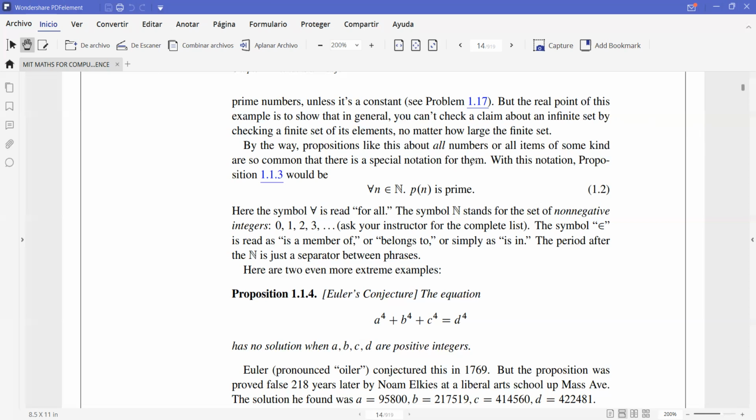By the way, propositions like this about all numbers or all letters of some kind are so common that there is a special notation for them. So we're going for every integer n that is from the natural numbers, p(n) is prime. Yeah, and this has been proved false.